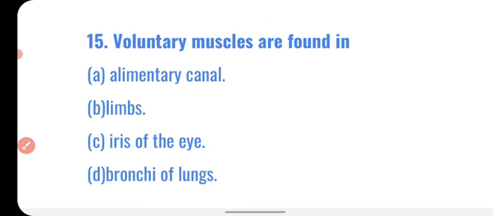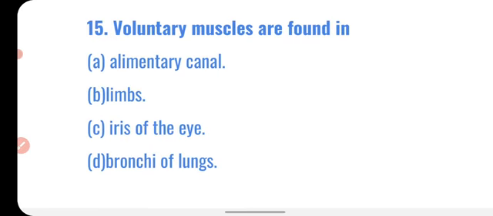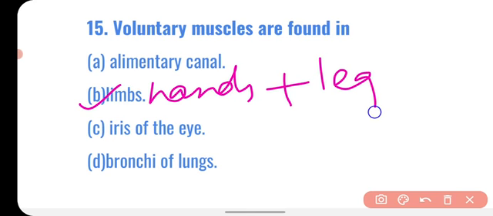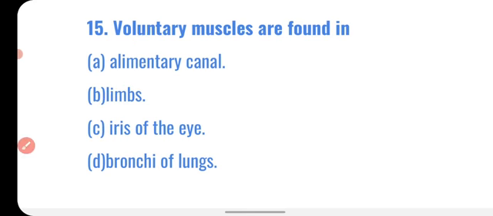Question number 15. Voluntary muscles are found in which body part? Alimentary canal, limbs, iris of the eye, bronchi of the lungs. So our limbs mean hands and legs. In hands and legs, we have the voluntary muscles, which means we can move them according to our conscious will.